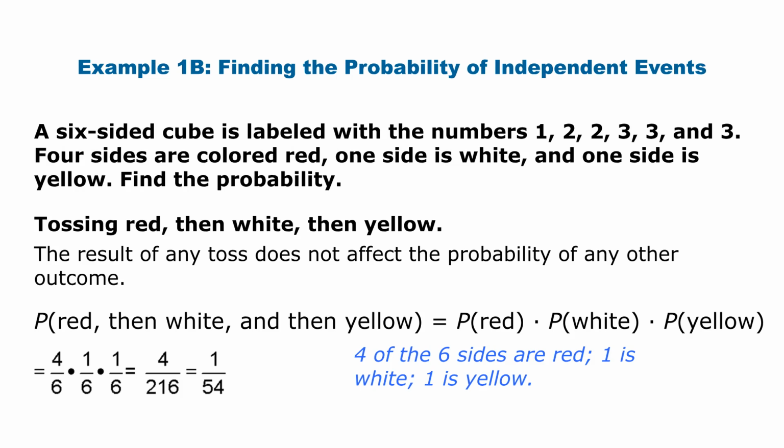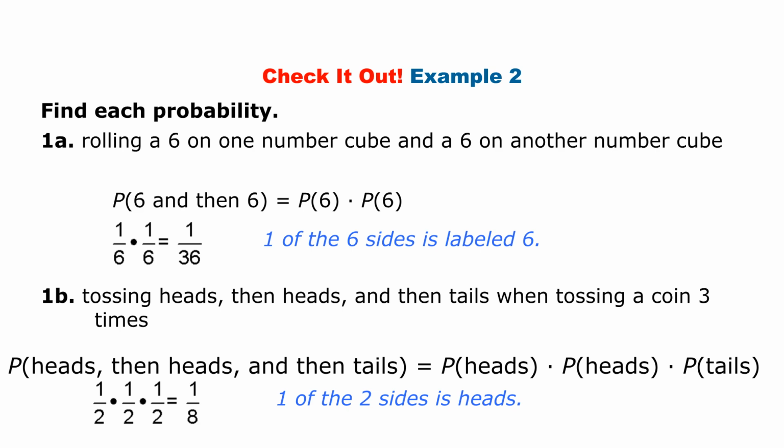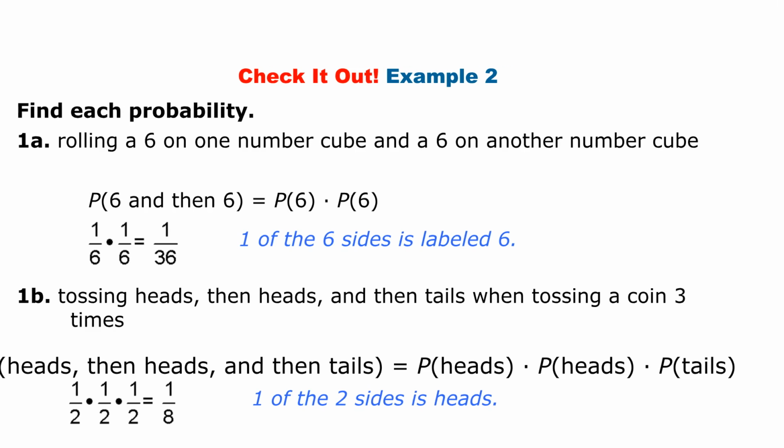Similarly, we can find the probability of a sequence of independent events, like tossing a red, then white, then yellow side, by multiplying their individual probabilities together. Let's apply these principles to an example. For instance, calculating the probability of rolling a 6 on 2 separate number cubes involves multiplying the probability of rolling a 6 on the first cube by the probability of rolling a 6 on the second.